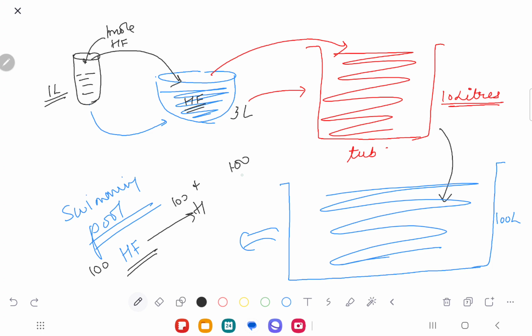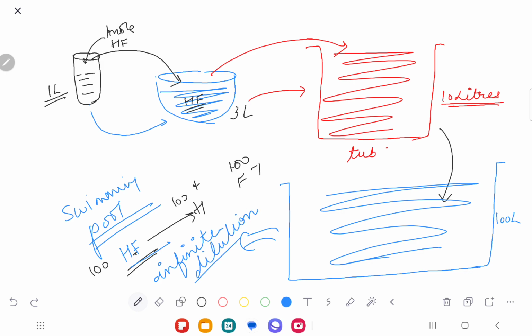Why is that happening? Because ma'am, to pull HF apart, lots and lots of water molecules are needed, and 3 liters or even 10 liters or even 100 liters of water will not be sufficient to break it. Right. So this is called infinite dilution.